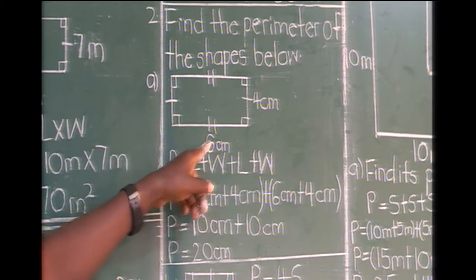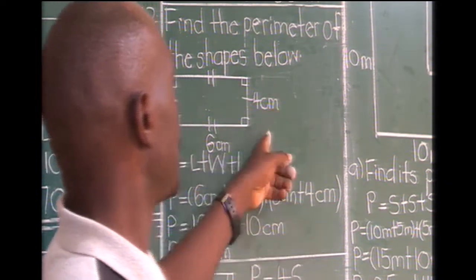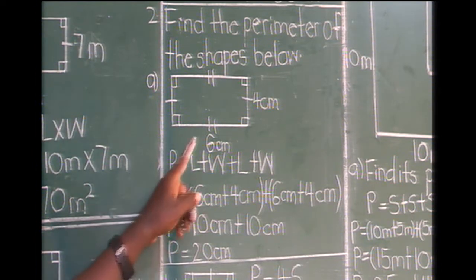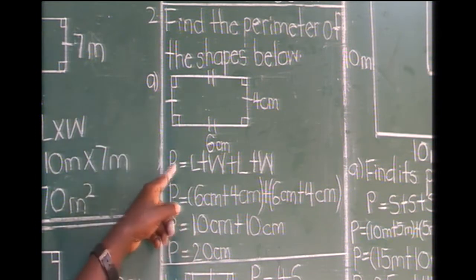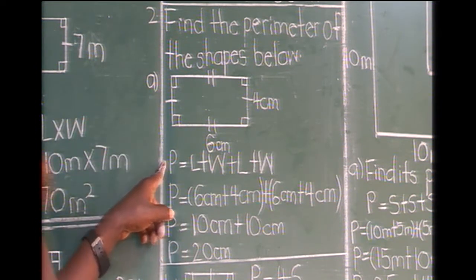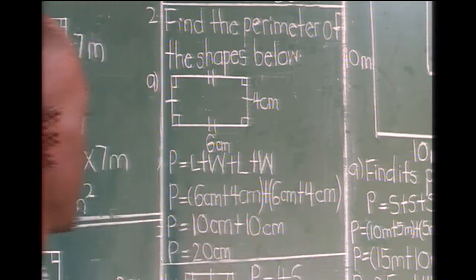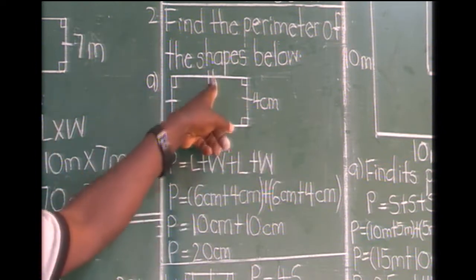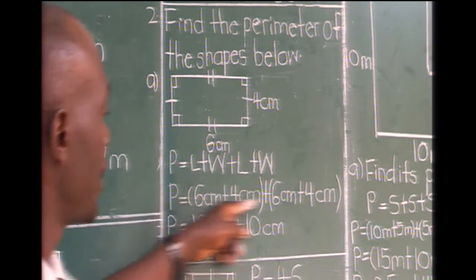It has got a length of 6 centimeters and a width of 4 centimeters. Then you say perimeter equals length plus width plus length plus width. So that's why you state it in that way. Now, perimeter equals 6 centimeters plus 4 centimeters plus 6 centimeters plus 4 centimeters. This is what is written here.